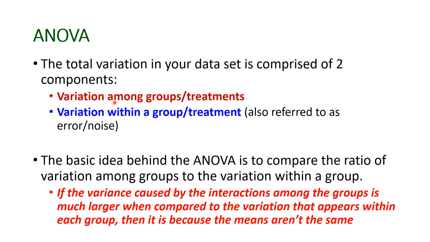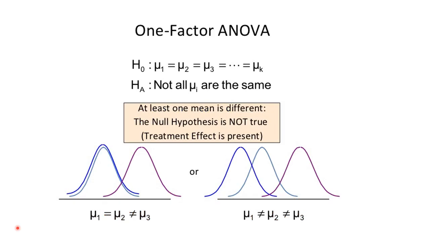Okay? The basic idea of an ANOVA is that if the variance caused by the interactions among the groups is larger when compared to the variation that appears within each group, then it's because the means aren't the same. Right? The null hypothesis of an ANOVA is that all of the means or the groups are the same. So the mean for group 1 equals 2 equals 3 equals however many groups you have. The alternative, and this is important, states that not all of the means are the same. Okay? It doesn't mean that they're all different. It means that at least one is different from the others, right?